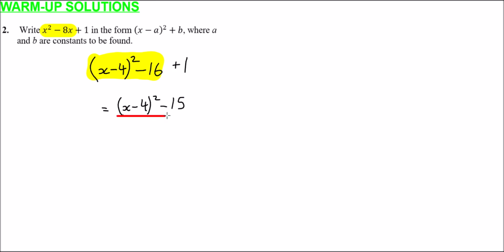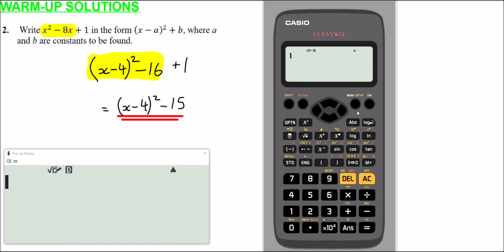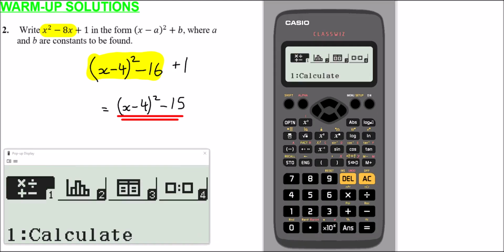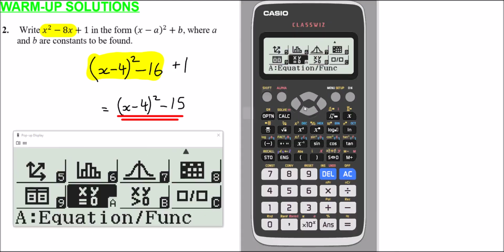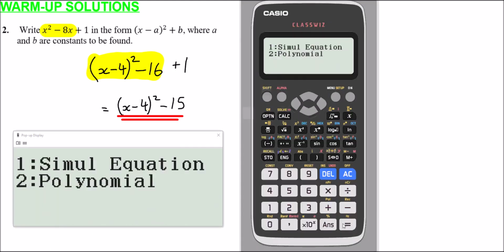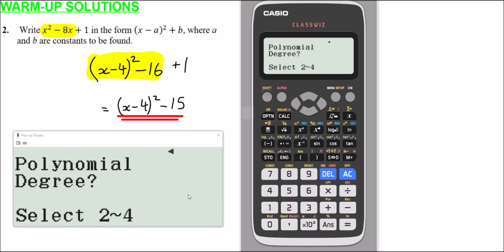And again, I'll show you how you can get the ClassWiz to do this. On the ClassWiz, if we go to, again, menu, option A, not that one, sorry, that's a GCSE version, with one, the A-level version. So we go to menu option A, press equals, go to polynomial option 2, degree 2 again.